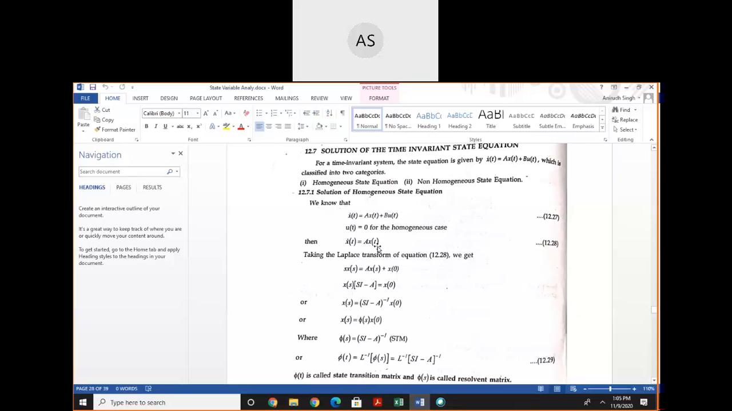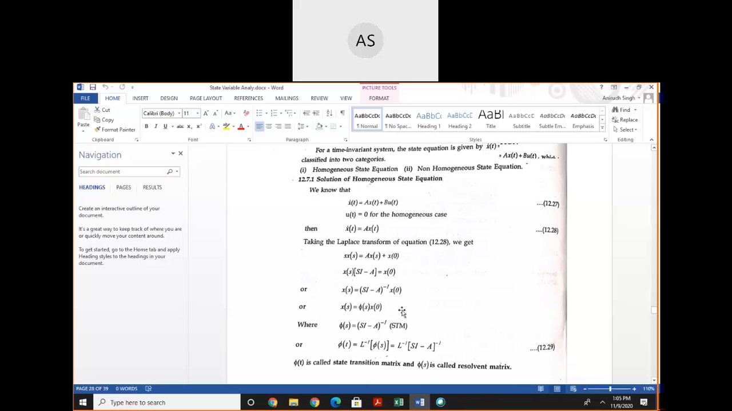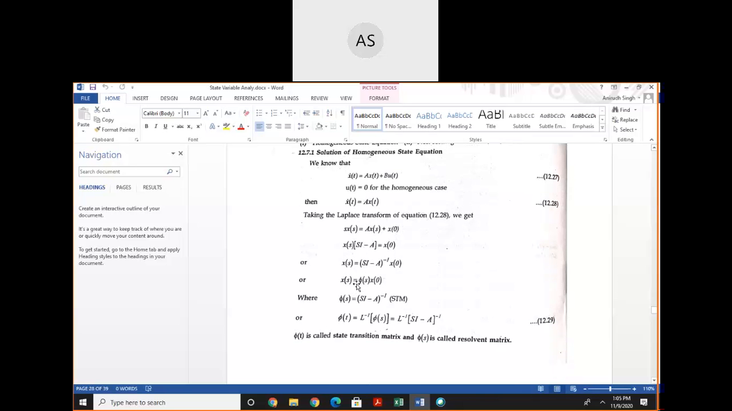Suppose the solution of the homogeneous state equation: dx by dt is given by Ax of t plus Bu of t. This is the state equation, and for a homogeneous system, u of t is 0, the input vector is 0, then dx by dt is given by Ax of t. If we take the Laplace transform of this, we get sX(s) equals AX(s) plus X of 0. This is the initial condition.